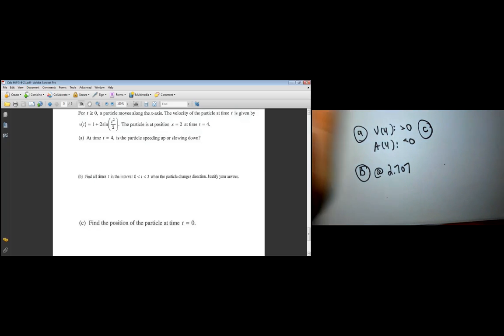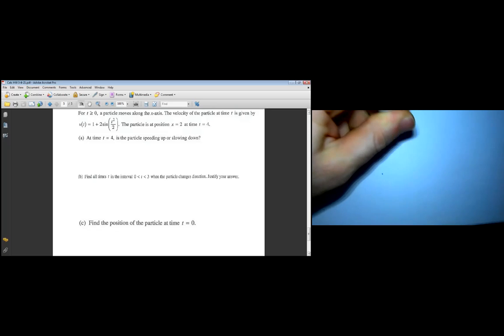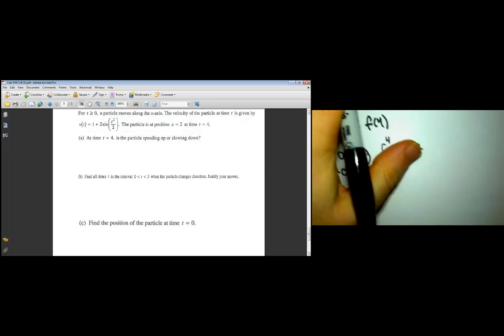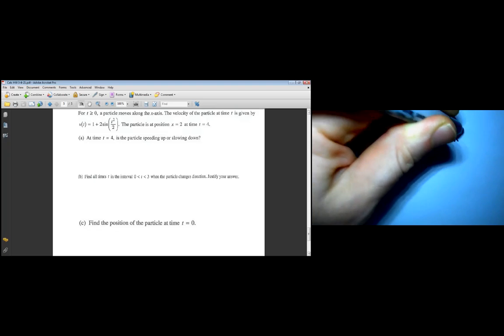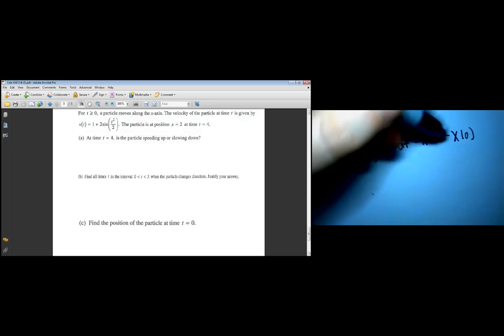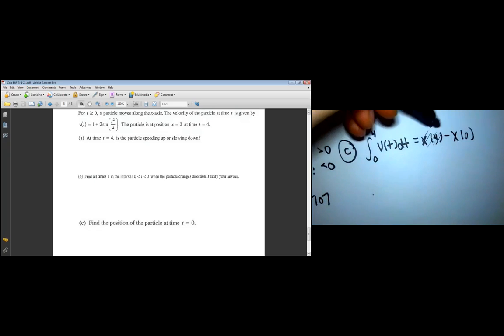To find position at t equals 0, this is your FTC problem. We need to integrate V of t dt from, we want it at 0, and which one are we given? We're given time equals 4, right? Remember, these are time values in the top. So integrate that, and that's going to give me x of 4 minus x of 0. What do we know about x of 4? Up above, they tell me in the directions that that is 2. So x of 4 is really 2.